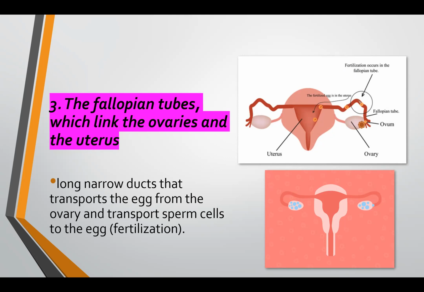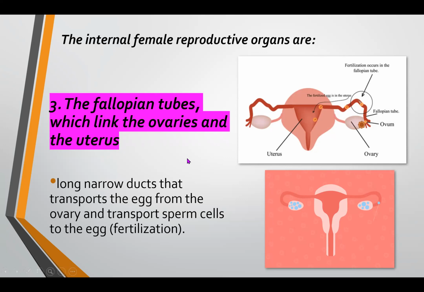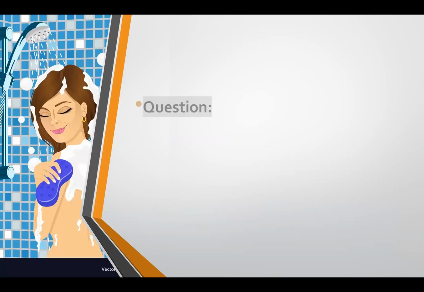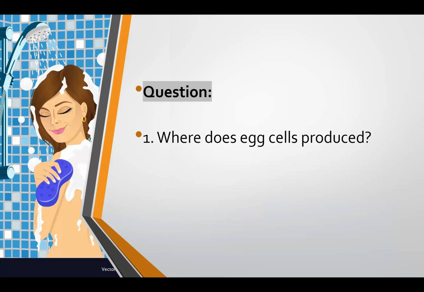Remember, you can take note in your books. You can write it down. Okay, very good. Now let's move on to number 4. Let's answer this review question first. Where are the egg cells produced again? What do you call the organ that produces the eggs? Ovaries. Very good. Good job.